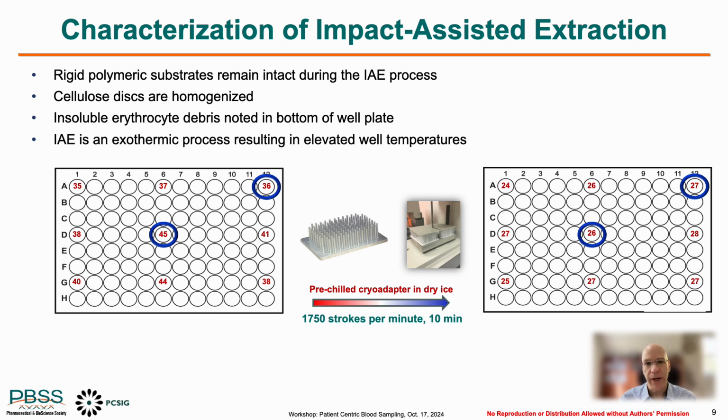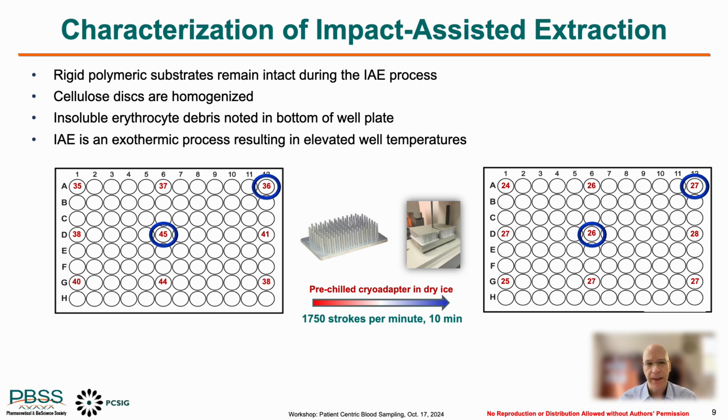What we have observed during impact-assisted extraction for rigid polymers is that the Mitra and Tasso substrates remain intact. That is, there is no homogenization, as is the case with cellulose. There are insoluble blood components observed at the bottom of the well, the extent of which really depends upon the extraction solvent and the number of impacts. And finally, it is an exothermic process that results in elevated well temperatures, as noted here: 45 degrees Celsius in the center of the plate, and 10 degrees or so less on the outer edges, which are less insulated.